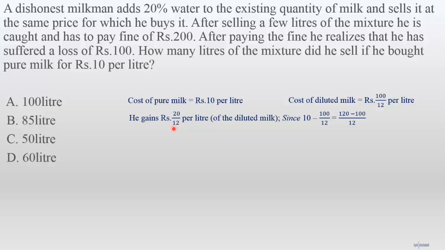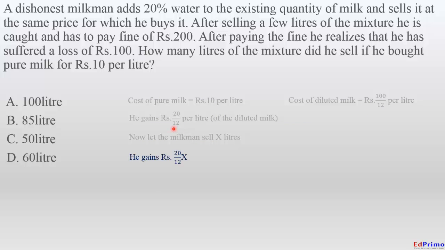Now, we do not know how many liters of milk this person sold, and that is the question. So let us assume that he has sold X liters of milk, and therefore the profit that he has made is 20 by 12 into X, because every liter he sells, he makes a profit of rupees 20 by 12.